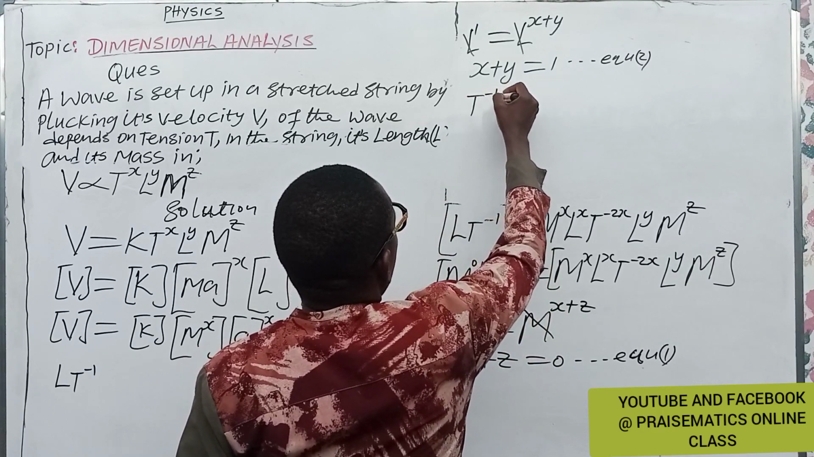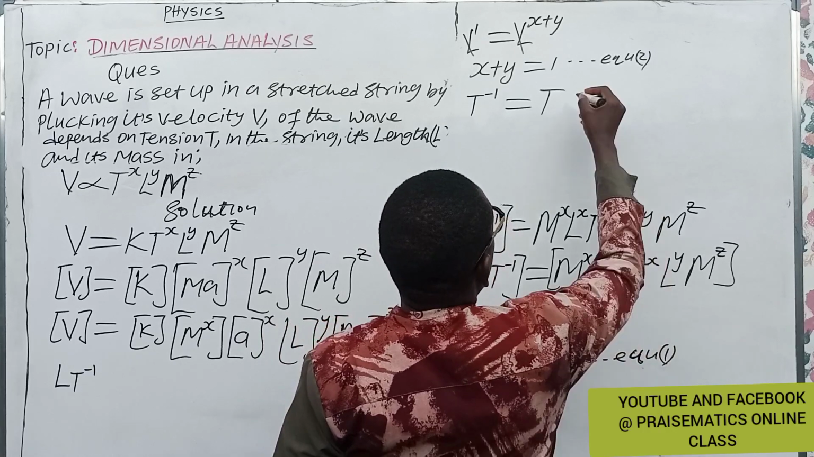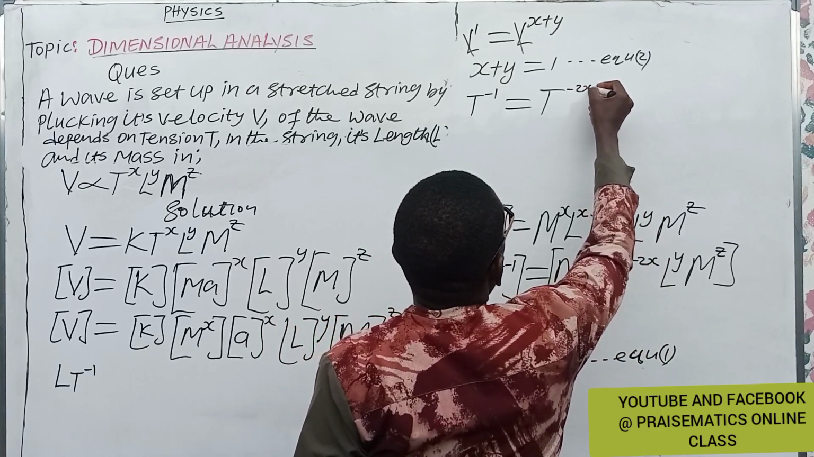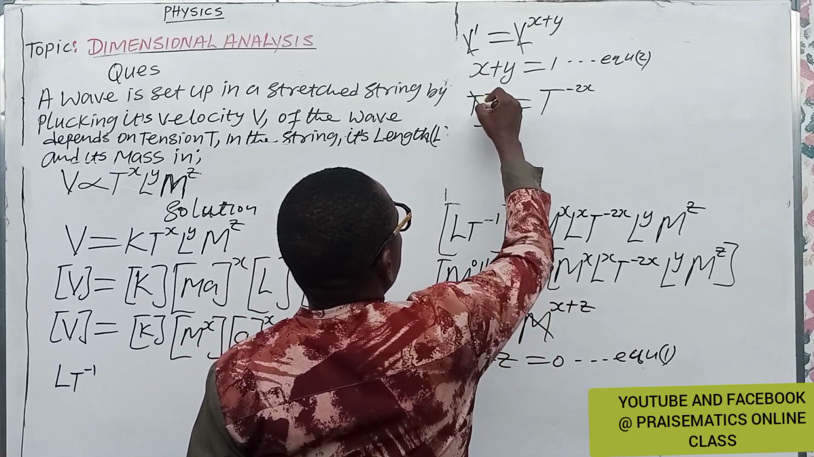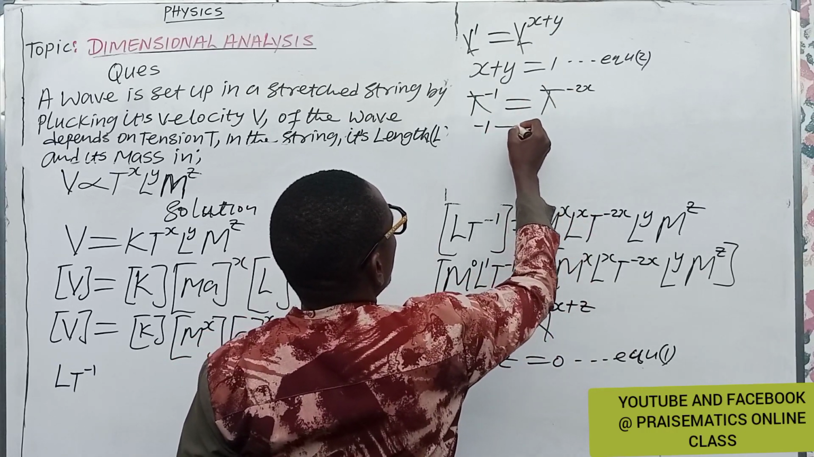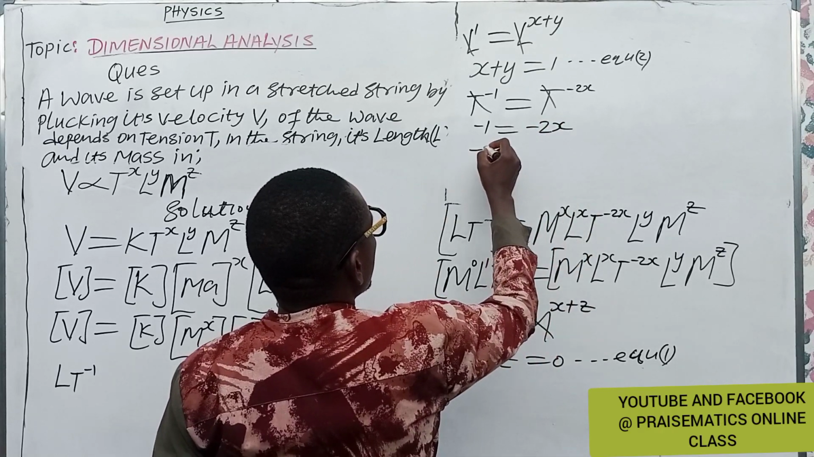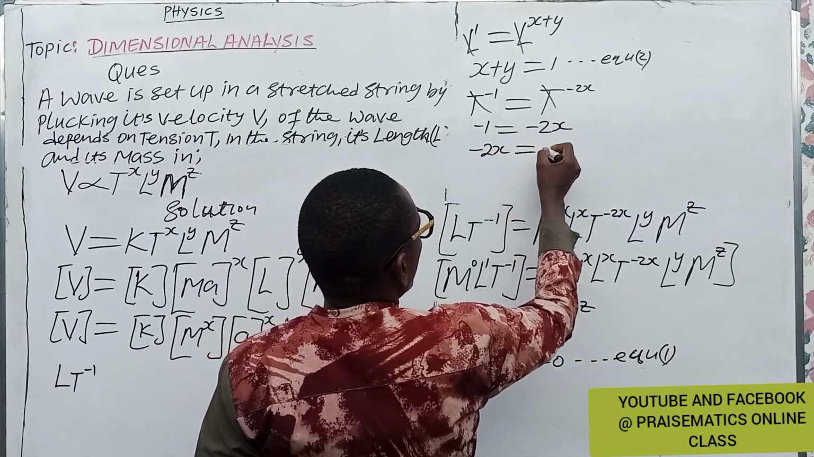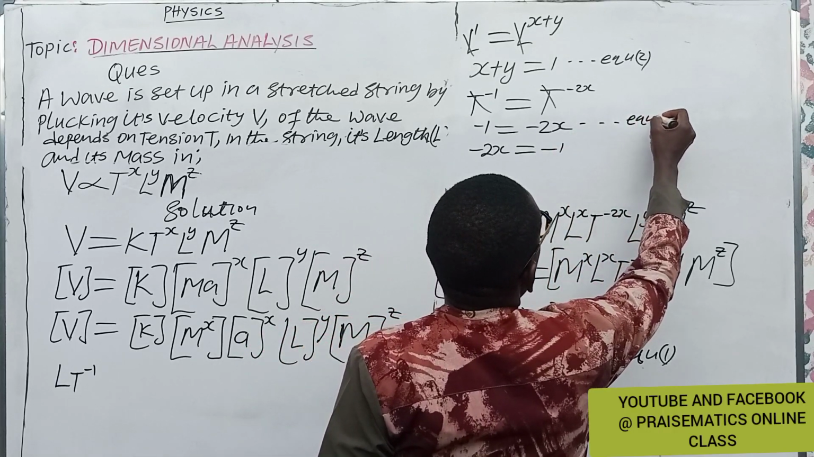Okay. Finally, what do we have? T raised to power minus 1 is equal to T. We have T here, which is minus 2X. Do we have any other T here? No. Finally, we have that T will cancel T. That minus 1 is equal to minus 2X. In other words, minus 2X is equal to minus 1. Call this equation 3.